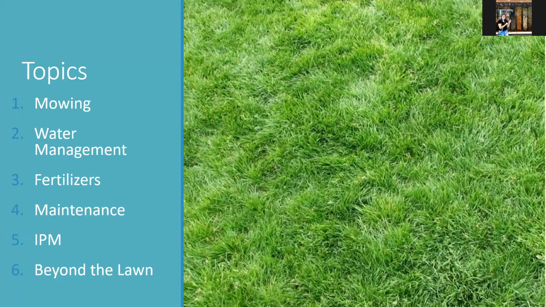Today we'll be looking at specific strategies for natural lawn care. So, this is assuming that you've already assessed, you've figured out what your lawn needs, you have a soil test, things like that. And after that, now you can start to use some of these strategies. So we'll be looking at mowing, water management, some fertilizers, some general maintenance practices, integrated pest management or IPM, and then we'll look at some strategies that go beyond the lawn.